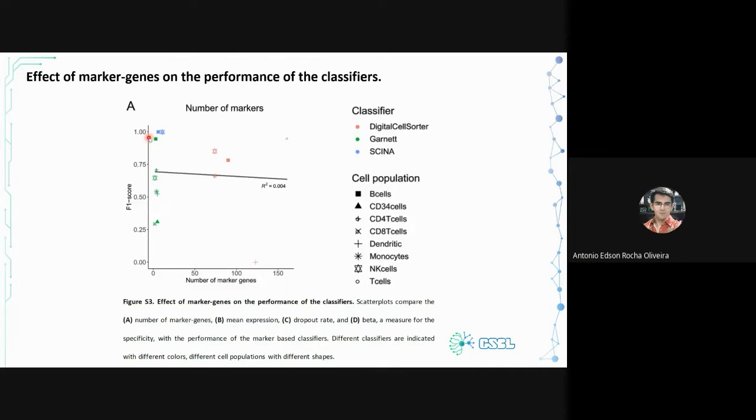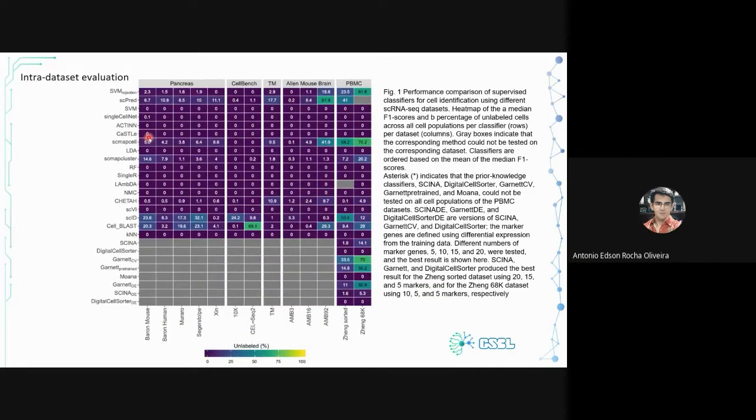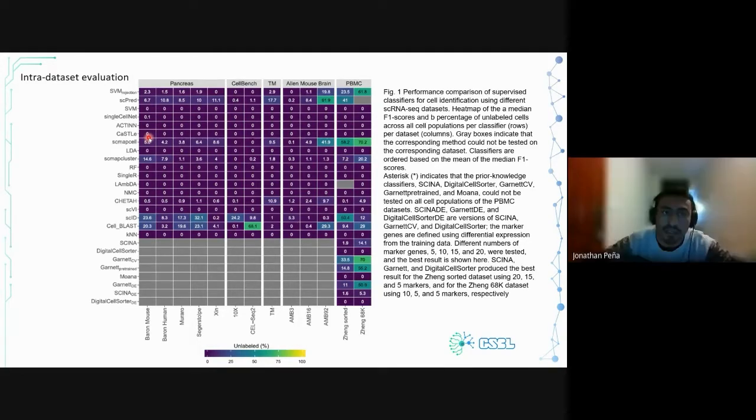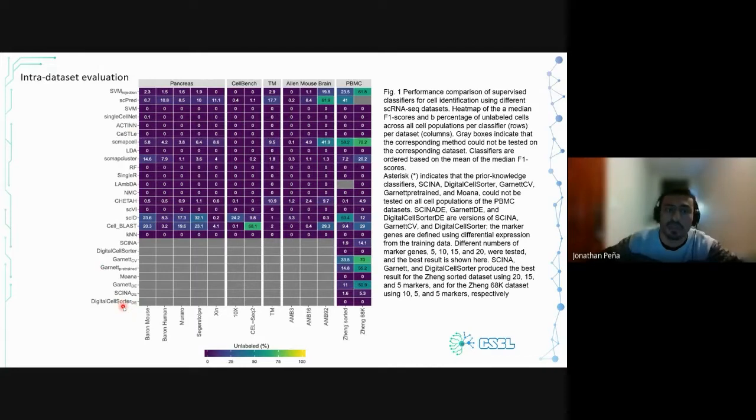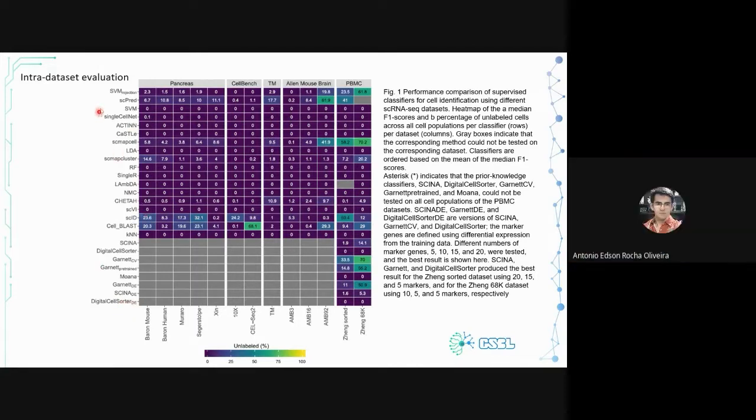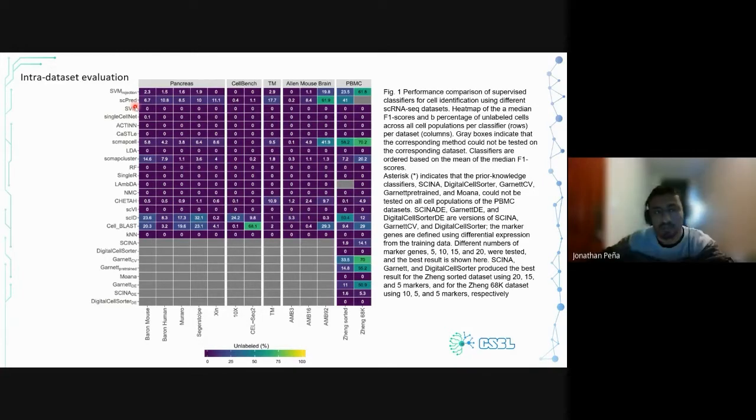Jonathan, is the order of the names of these programs such that the first one is the best and the second is the second best, and so on? Yes, they are ordered by performance. The first was the best result, and the last one was the worst result. So until now, the best ones are SVM rejection and scPred, isn't it? Yes. And both are from R. I know that scPred is from R. Do you know SVM?